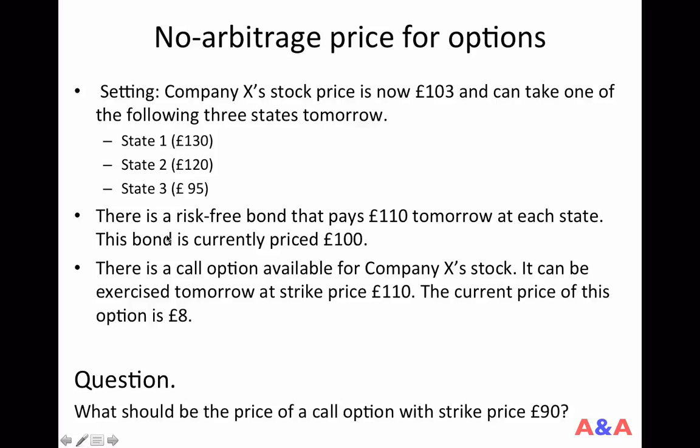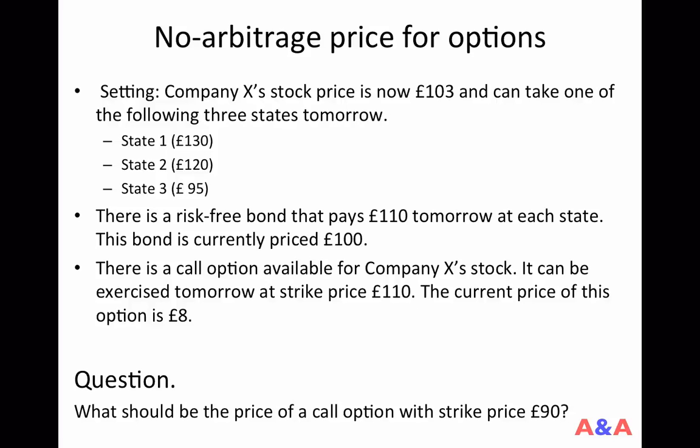Remember what a call option is. A call option is a right to purchase something for a predetermined price at a predetermined date. In this case, the call option is a right to purchase what? Company X's stock. And the predetermined price, which is also called strike price, is £110, and the predetermined date is tomorrow. It can be exercised only tomorrow.